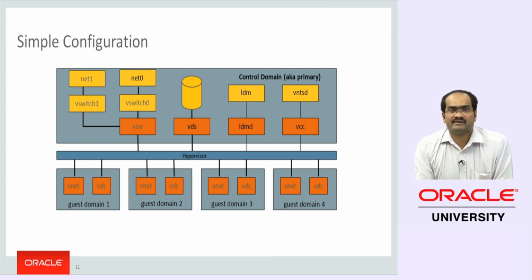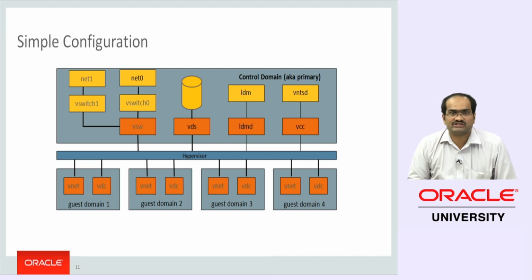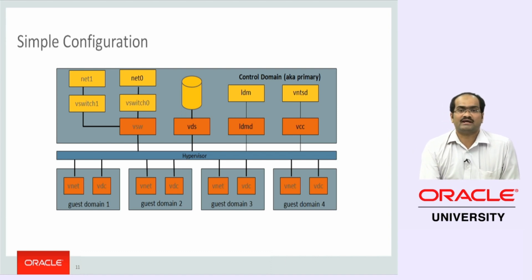The LDM command will interact through the LDM daemon, which runs in the control domain and is actually responsible for managing all these logical domains and their configuration. Next is the VCC, Virtual Console Concentrator, which interacts through the VNTS daemon. All these services together provide domain services to all the guest domains. There are 4 guest domains running in the picture, each with its own VNet device, which is an emulated Ethernet device, and VDC, which is the guest domain's own block device.